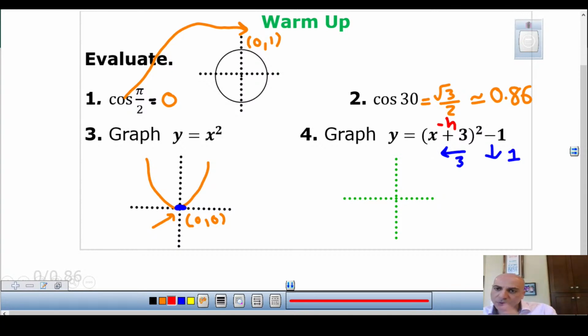You're shifting to the left or shifting to the right, and it's always the opposite direction of what your eyes see next to the h. For K, the vertical shift up and down, you just have to follow the sign. If it's negative, you go down. If it's positive, go up. That's the K here.